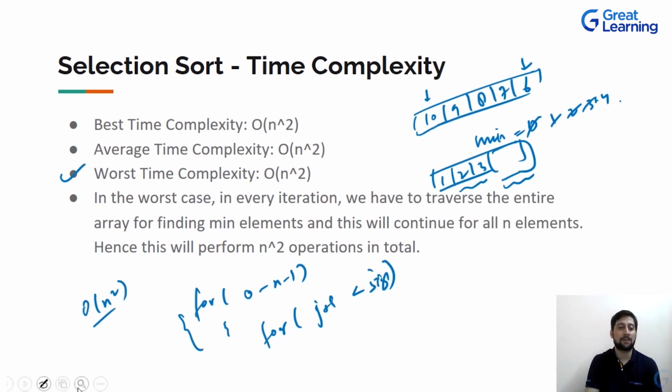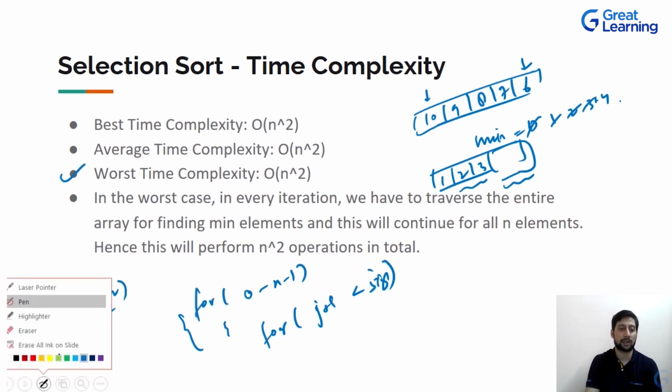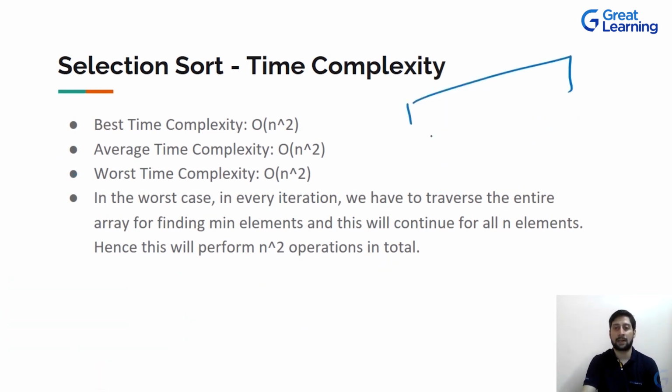But what happens if our array, that is the array given, is already in sorted format? If we modify our bubble sort, we can get this down to big O of n. But this is not the case in selection sort.